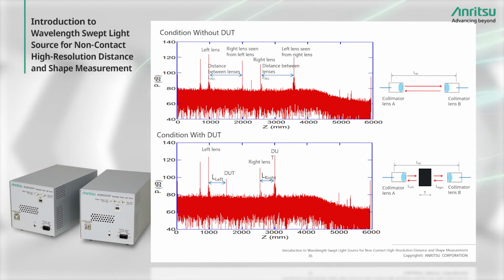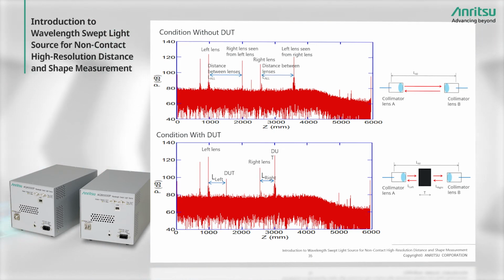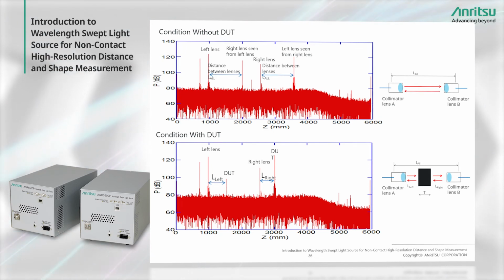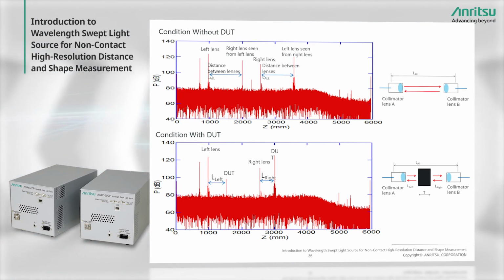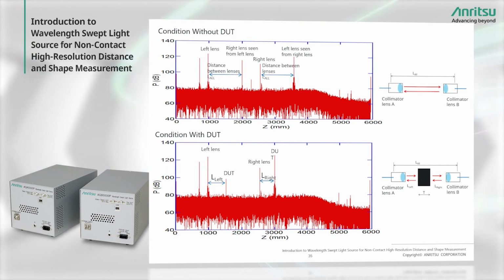The graph at the bottom with the DUT in position shows the measurement results from the left collimator lens to the left face of the DUT, and from the right collimator lens to the right face of the DUT. Consequently, the thickness of the DUT can be calculated as shown above.